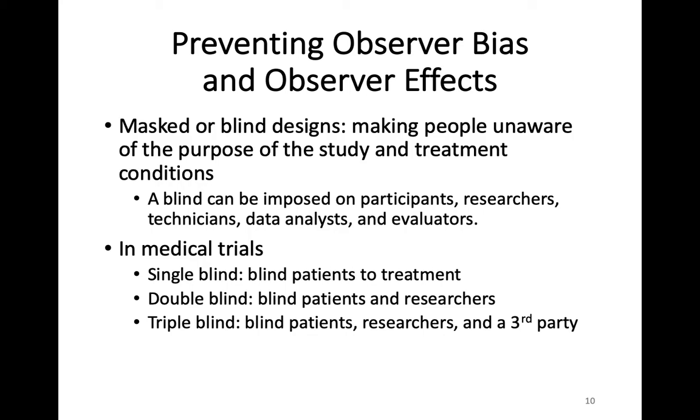The second way would be to use a masked or blind research design. In a masked design, observers do not know which conditions the participants have been assigned to. A blind can be imposed on participants, researchers, technicians, data analysts, as well as evaluators. In medical trials, it's common to have a single blind design, which blinds patients to the treatment, or perhaps you've heard of a double blind trial in which both patients and researchers are blind to what the study is about. So as a way to prevent these observer biases and effects, those different blinds are put into place.